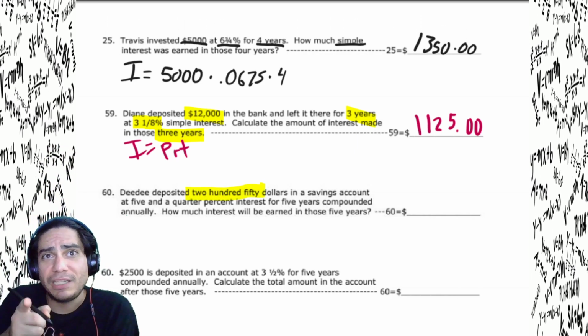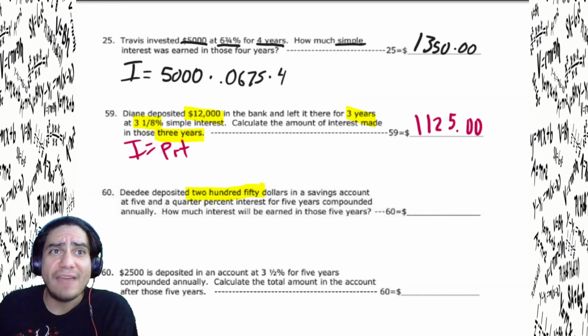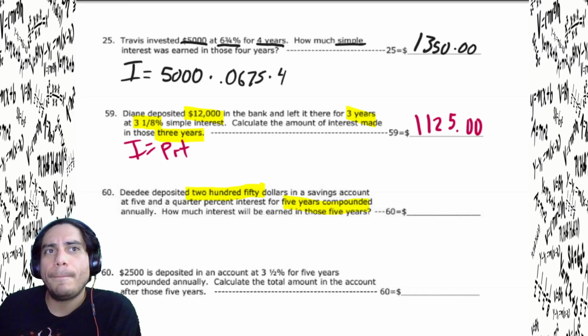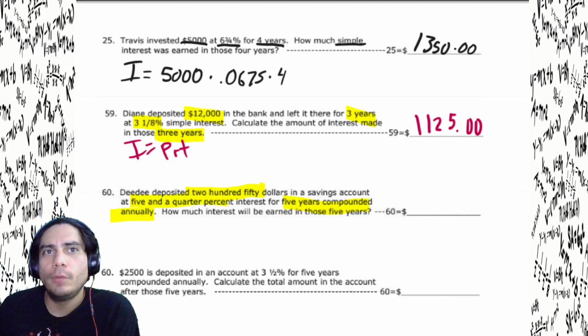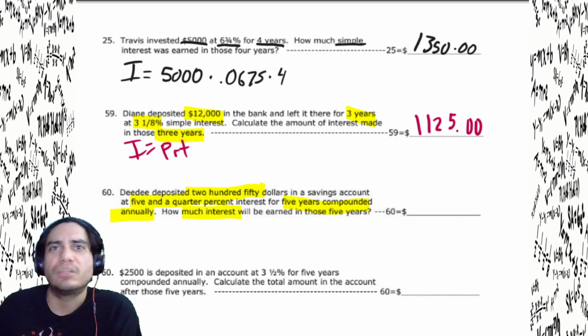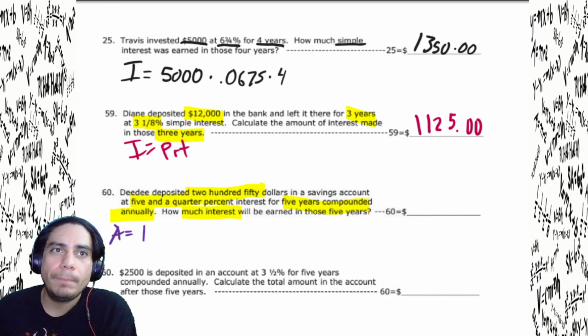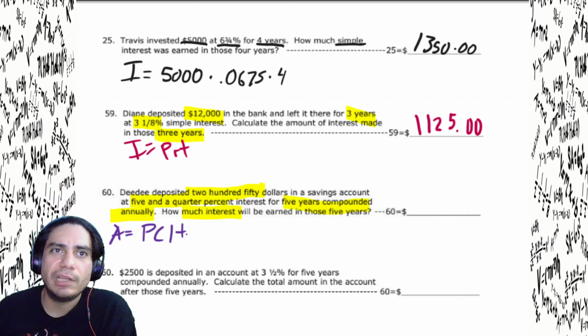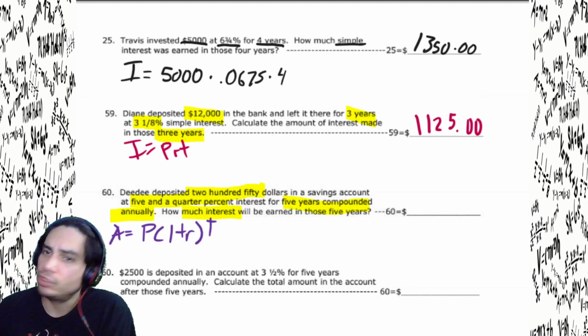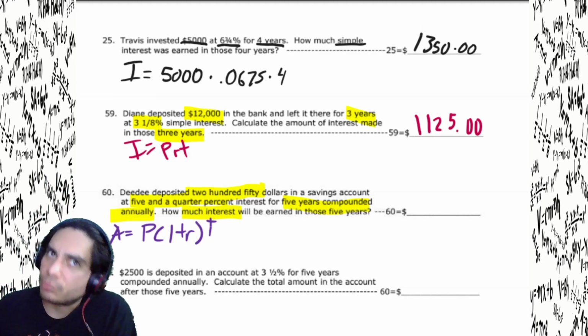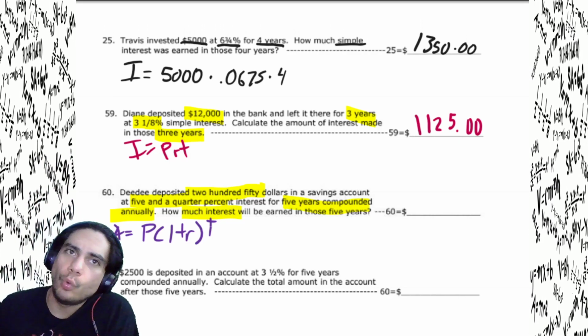They do that because they want to see if you could read. 5.25% for 5 years compounded annually. Compound interest formula. We only want the interest, so we're going to subtract the principal. Let's set it up. A equals P parentheses 1 plus R raised to the T power. It's only compounded annually, so why make this difficult? But remember, at the end, we're going to subtract the principal because we want only the interest.